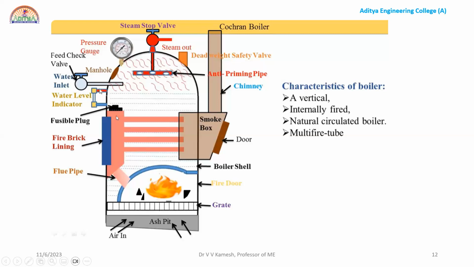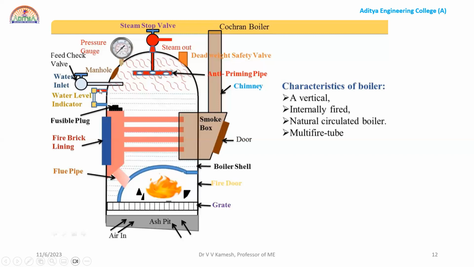So what is the purpose of the fusible plug and everything? Already we discussed earlier. Fusible plug means if any damage is inevitable, the fusible plug will save the boiler from explosion. Okay. And there is the water level indicator, feed check valve, and manhole for inspection, pressure gauge to record the pressure inside the boiler, how much pressure of the steam is being continuously generated. And there is an anti-priming pipe here.